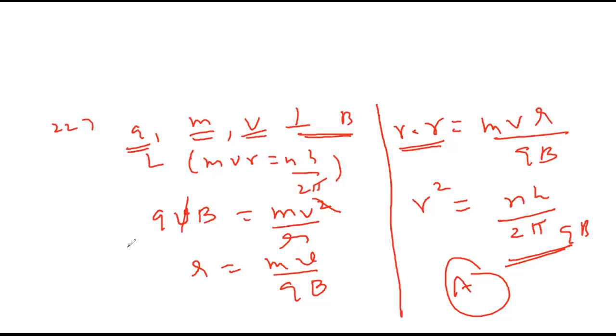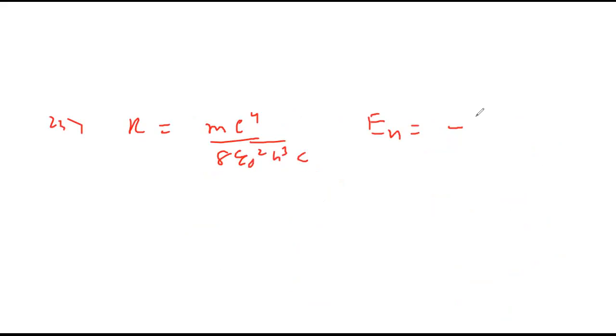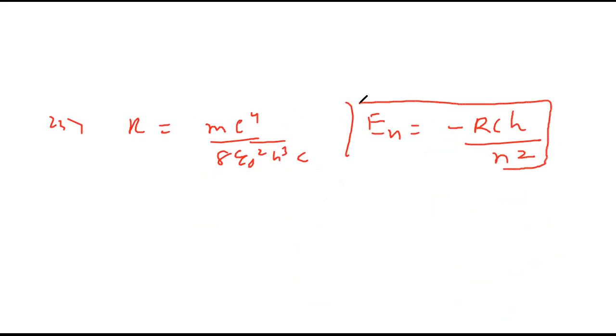Rydberg constant R for hydrogen atom. If you remember which quantity we substituted as Rydberg constant, then it is done. Rydberg constant R is nothing but m e raised to 4 upon 8 epsilon naught square h cube into c. One more formula, remember. In nth orbit, we can write energy as minus Rch upon n square. R means Rydberg constant, so m e raised to 4 upon 8 epsilon naught square h cube into c. Where it is given, h cube into c, 8 epsilon naught square, I think B. Option B.